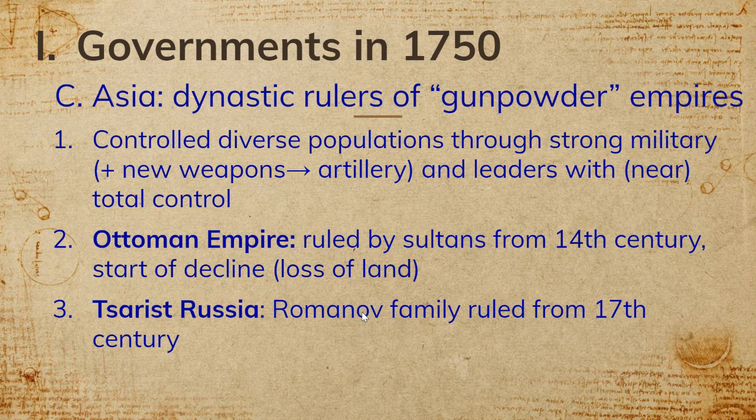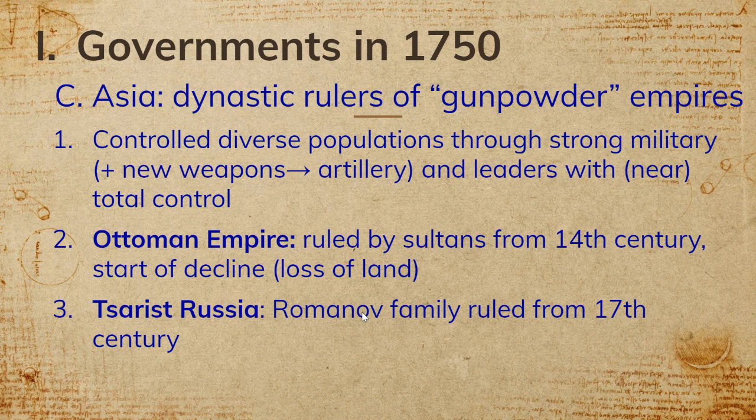So in Asia, we have these dynastic rulers, so similar to Europe, in which they're monarchies and the families continue. But these are really known as gunpowder empires. The reason why they're known as gunpowder empires is because these are diverse populations of large swaths of land that are controlled through strong military. Guns and artillery and lots of weapons are being developed in the 16th, 17th, 18th centuries. And these large military-based leaders utilize them to create these empires with total near control.